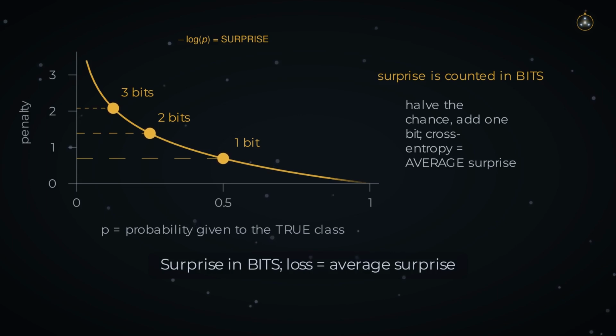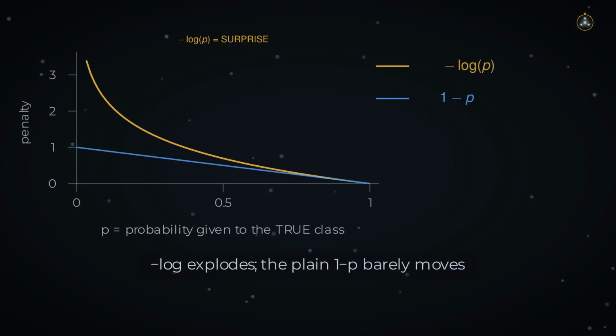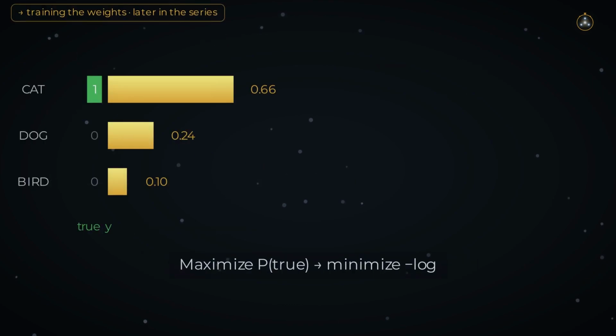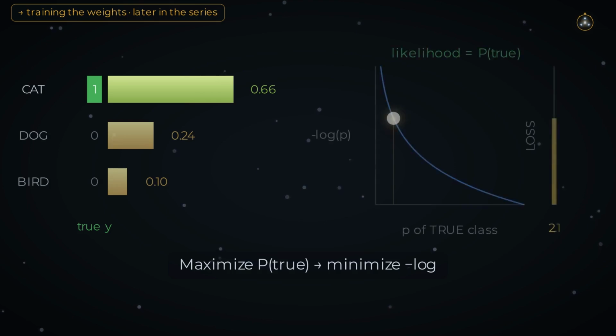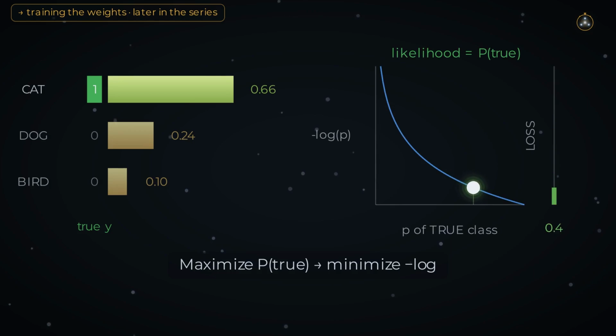Why a log, though? Why not just measure the gap? Watch both lines. The plain gap barely moves as the model gets it wrong. But the log curve explodes. That is the point. A confident mistake should hurt, and the log makes sure it does. Now connect the two. As the true class climbs towards certainty, watch the surprise slide down to nothing. Making the right answer likely, and making the loss small, they are the very same goal.